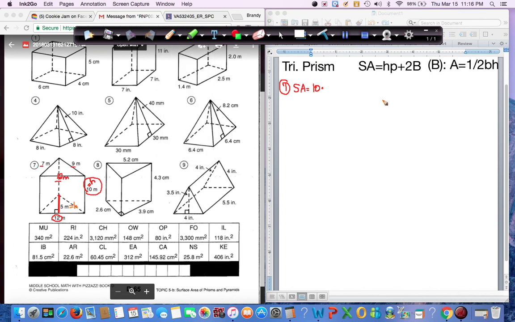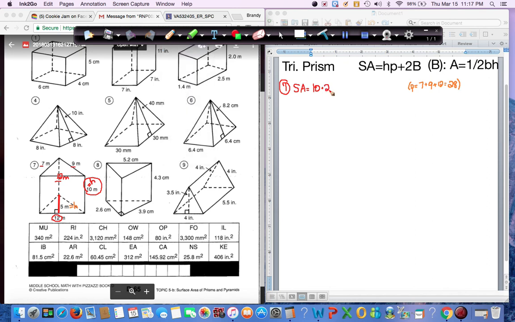So I'm going to come over here, and I'm going to do perimeter equals, and then I'm going to add up my 3 sides. 7 plus 9 plus 12. Alright, 7 plus 9 is 16, and 16 plus 12 is 28. Okay? So my perimeter is 28 all the way around the triangle.